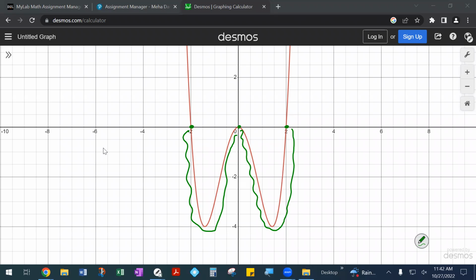And all of this is where your y value is less than 0, and that's what they were asking us: where is x to the fourth minus 4x squared less than 0? That's going to be between the interval from -2 to 0, and then from 0 to 2.